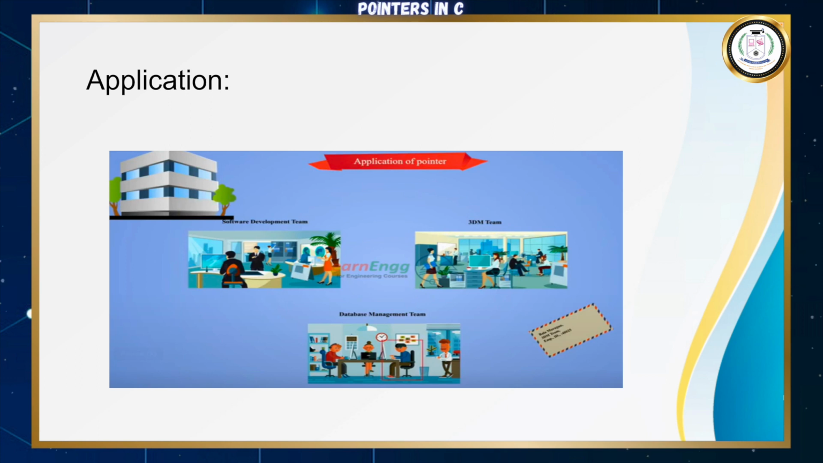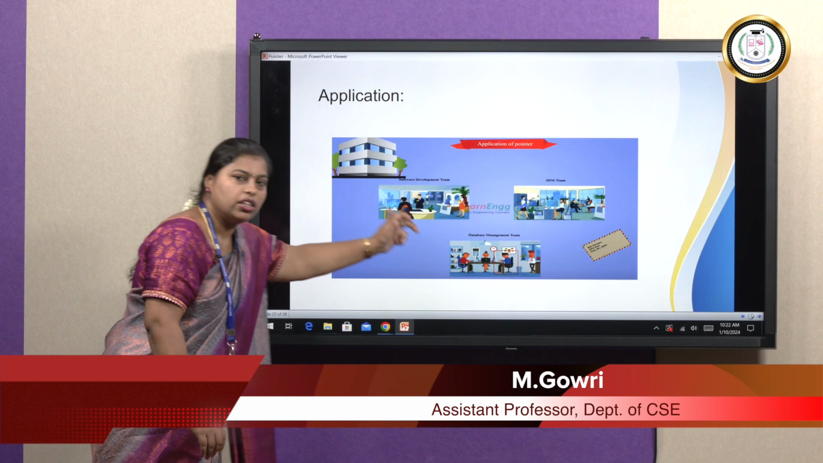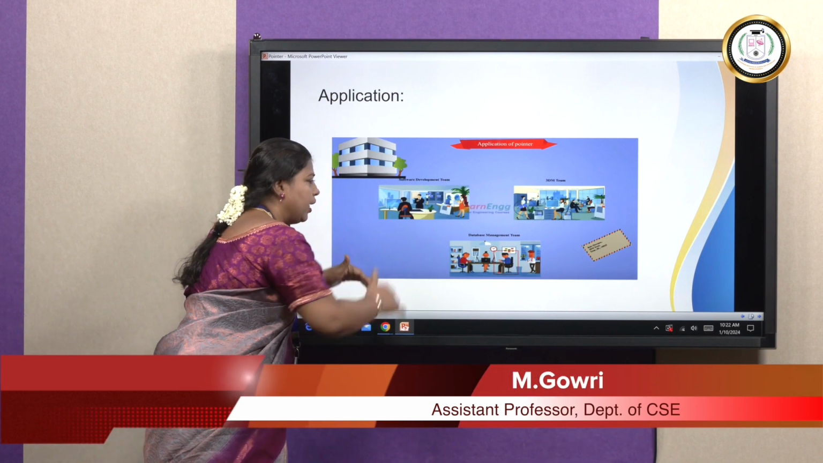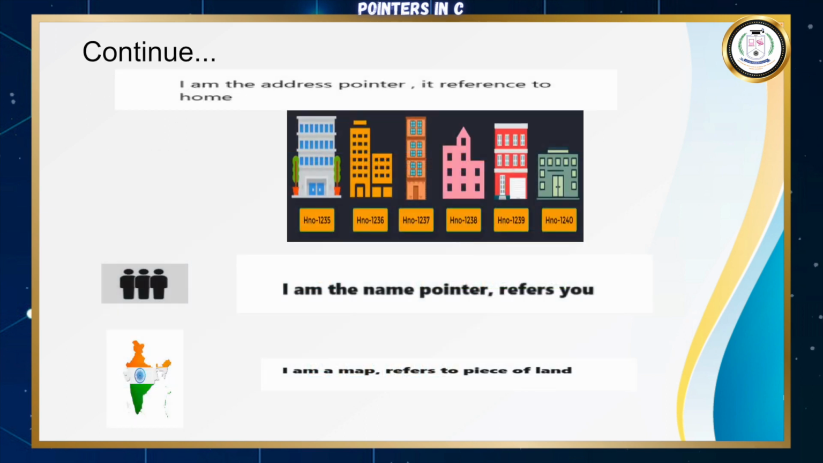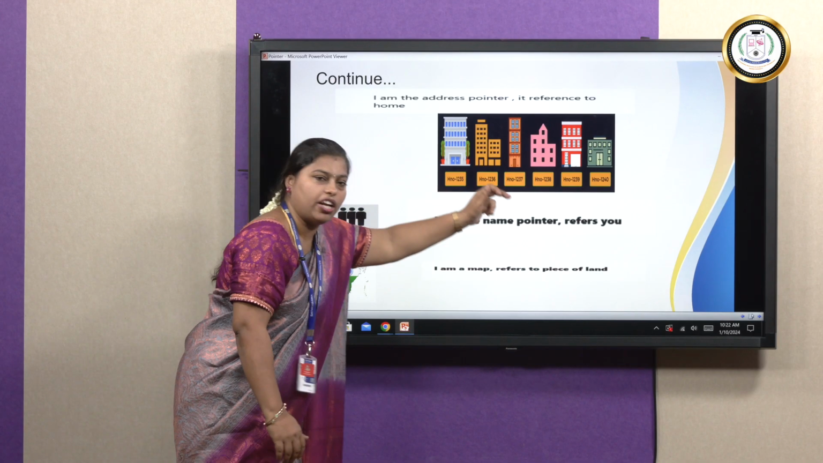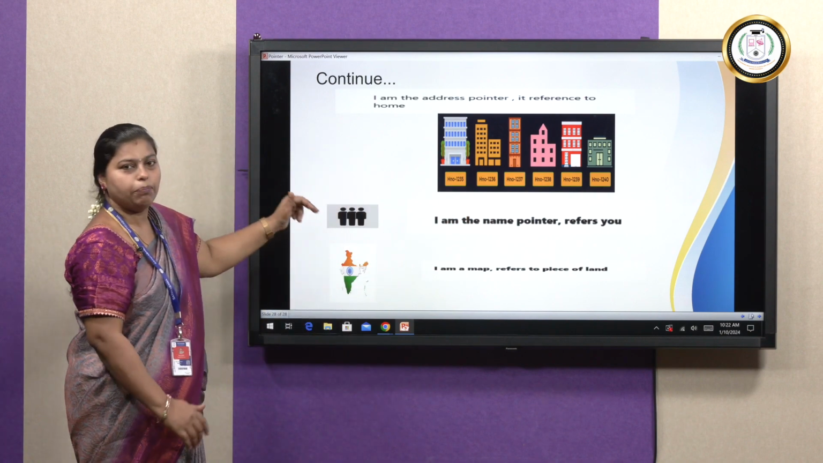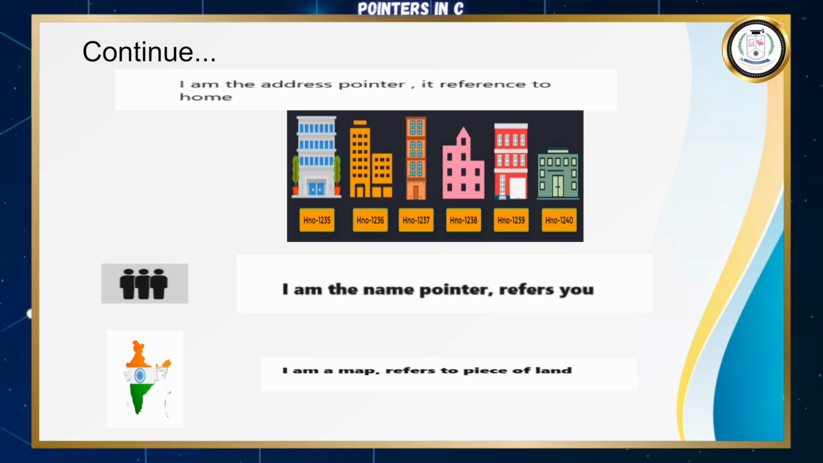And what are the applications of pointers? Consider a building where the same person works in different organizations. How can we recognize him? Based on his address. For example, a home without an address is one of the pointers. And the name pointer references you. And the map is a pointer; it refers to a piece of land.